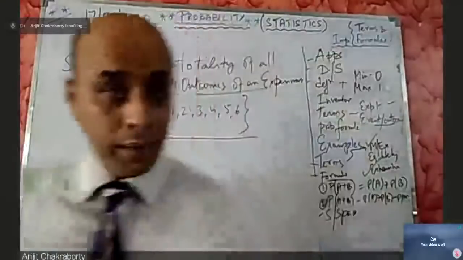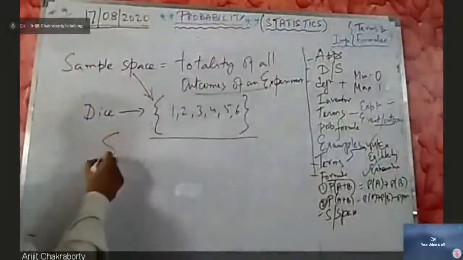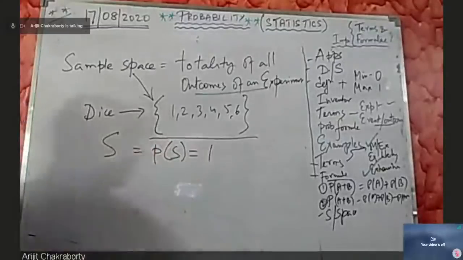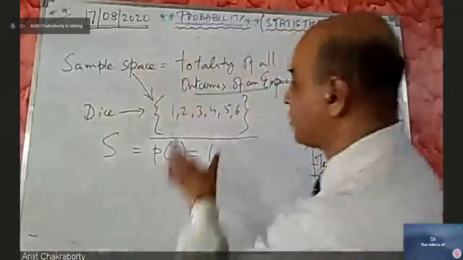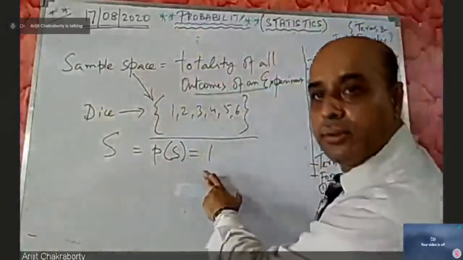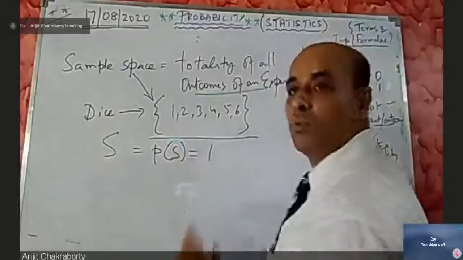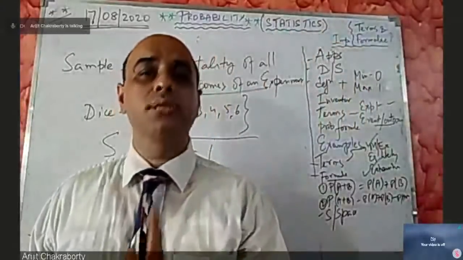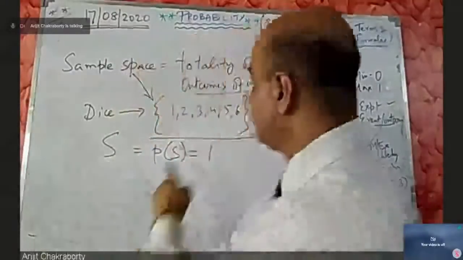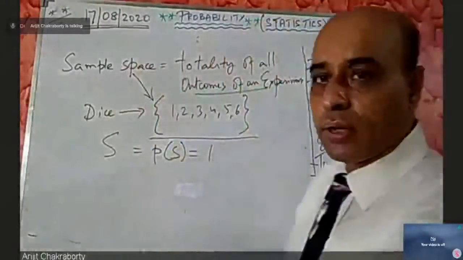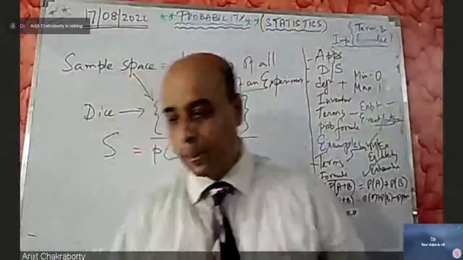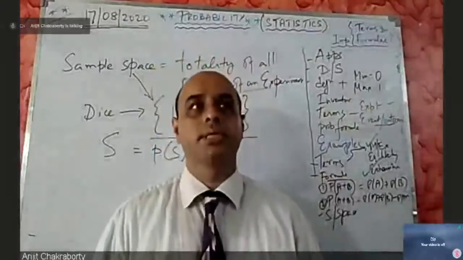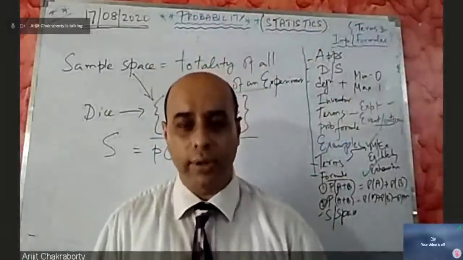And if I denote the sample space by S, the probability of the sample space is 1. Because if I add up all the probabilities, it will be 1. Each of them is 1 by 6, but there are 6 possible outcomes. So 1 by 6 into 6 is 1. Therefore, the probability of the sample space is always 1. So we have seen probability. It is a chance, also known as the likelihood of an event occurring.